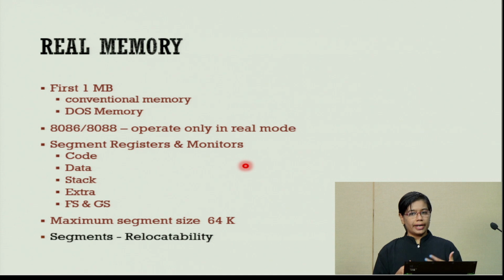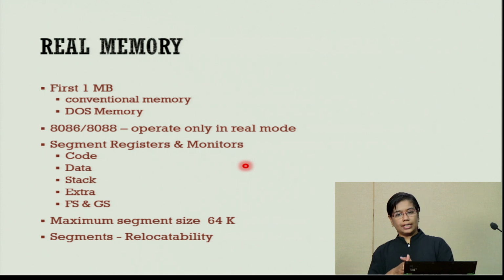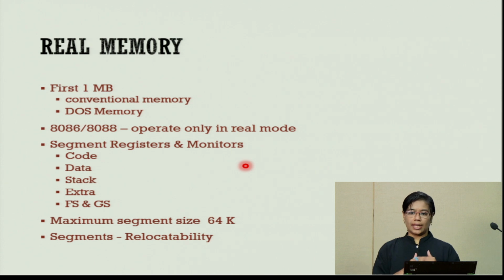Now, the main advantage of segmentation, as we have seen earlier, is going to be relocatability. So the memory here is physically divided into at least 4 segments. In case of 386 to 486, there can be up to 6 segments, and the maximum segment size will be only 64K. So this is if you are working in real mode of operation, and 8086 and 8088 only work in real mode of operation.